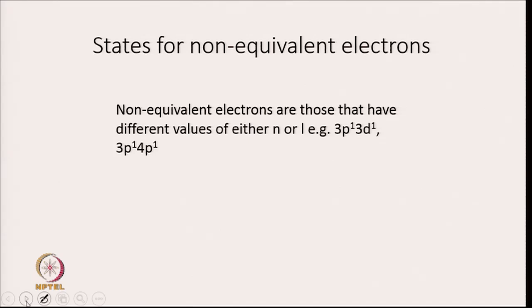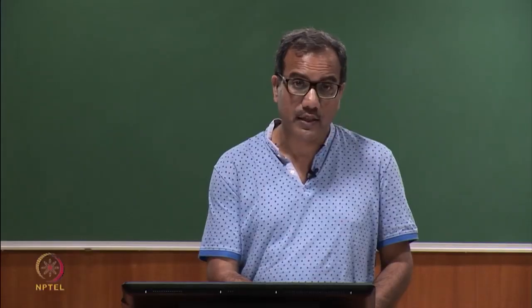Now, take the case of 3p1, 4p1. Although the L value of the two electrons is the same, the N value is not the same. For one electron, N value is 3, and for the other electron, N value is 4. And so, these are known as non-equivalent electrons. And getting states of non-equivalent electrons is not that difficult.